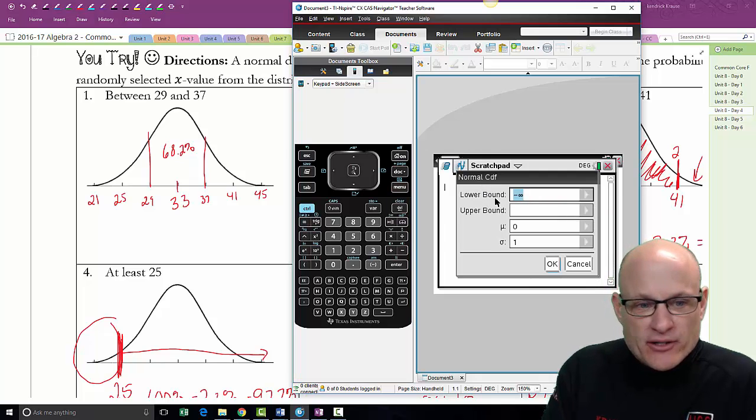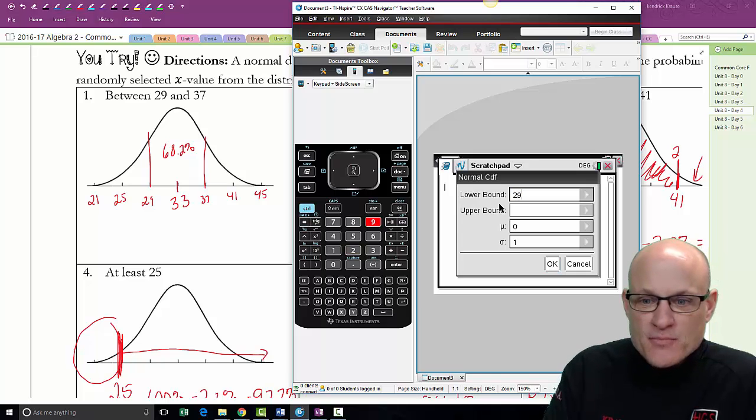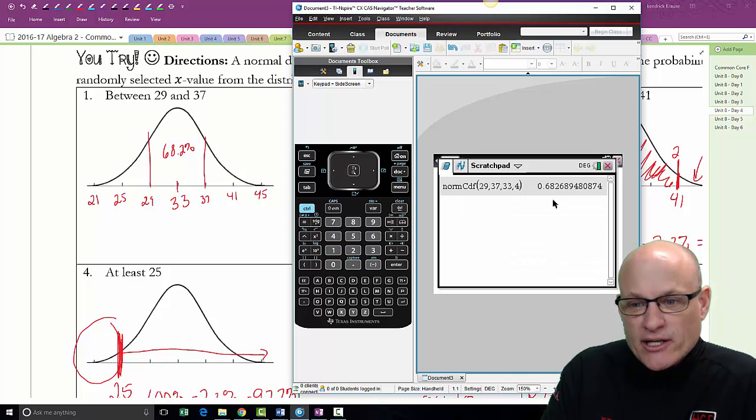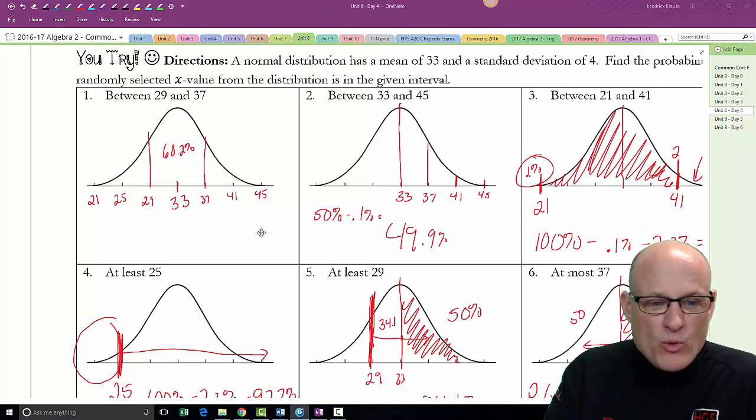So what did it say the lower bound is? My lower bound is 29. What's my upper bound? My upper bound is 37. What's my mu? My mu is my mean, which we said was 33. And what's my population standard deviation? We said my population standard deviation was 4. So if you give it all the parameters and click OK, 68.2%. Now, this is going to be more accurate. Remember, those are all just rough numbers.